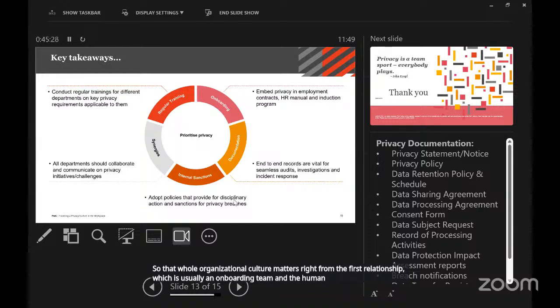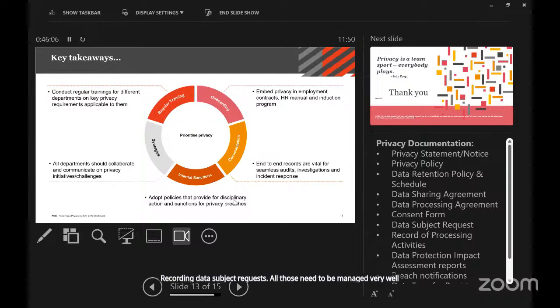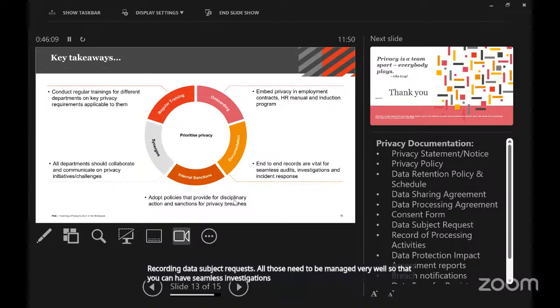Then when it comes to documentation, I mentioned the need to have a documented program, but also have the records, whether it's complaints or requests from data subjects. It's good to have all your documentation so that you know exactly what you hold, but also what you have done to control it. So things like the privacy statement, the privacy policies, data sharing agreements, all of that needs to be documented. Consent forms for the data subjects to complete from time to time, as well as recording data subject requests. All those need to be managed very well so that you can have seamless investigations or incident responses, but also effective reporting and decision making.